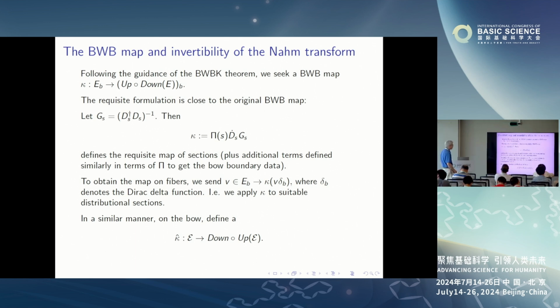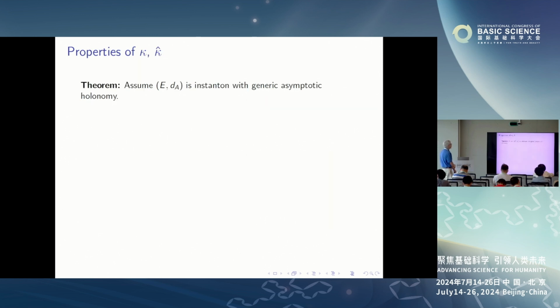In a similar manner, you can define a Borel-Weil-Bott map for the bow, which maps E to the down Nahm transform composed in the other direction. So we have the following theorems. If we have an instanton of multi-center Taub-NUT with generic asymptotic holonomy, then this map kappa that we wrote down constructs an element that's in the kernel of our Dirac operator on the bow.